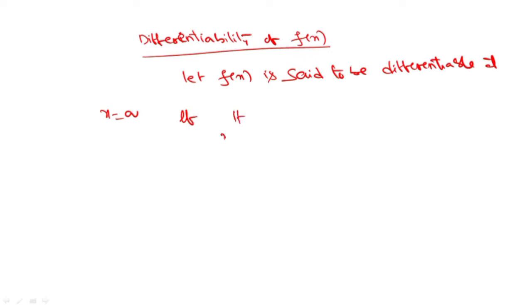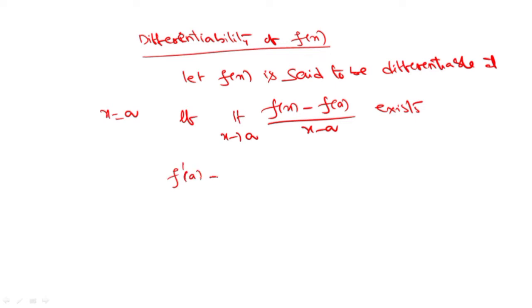if the limit as x tends to a of (f of x minus f of a) by (x minus a) exists. If the limit exists, then we call the function differentiable at x equal to a. Otherwise it's not differentiable. This is denoted by f dash of a, the limit as x tends to a of (f of x minus f of a) by (x minus a).